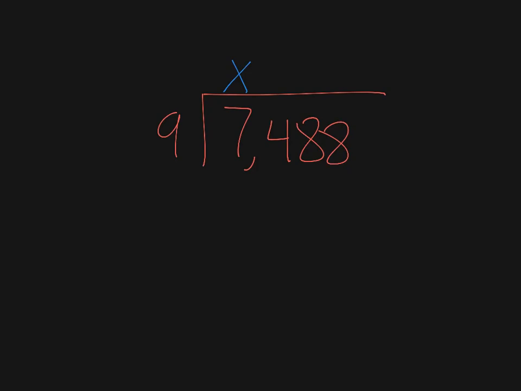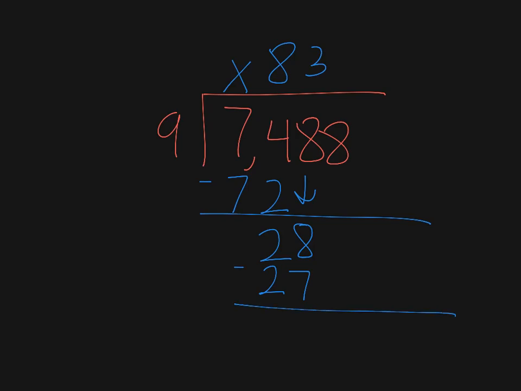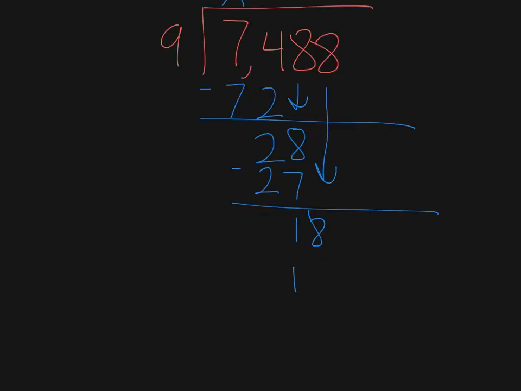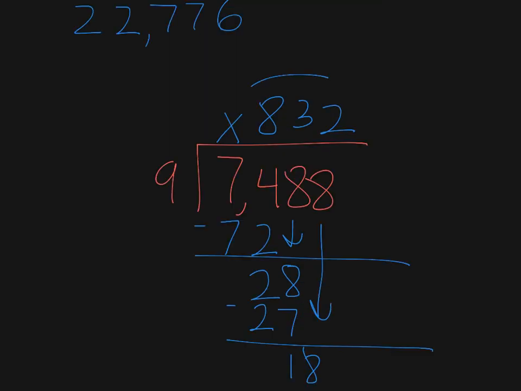9 can go into 74 8 times because 9 times 8 is 72. I subtract that. This will give us 2 left. I bring down the 8. 9 can go in 28 3 times because that would be 27. I know that 28 minus 27 is 1. I bring down my 18, and 9 can go into 18 twice because 9 times 2 is 18. And that will give me no remainders, and my quotient is 832.